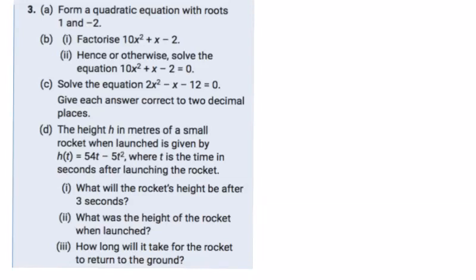In question 3, we're asked to form a quadratic equation with these roots. So let's write them down and let's see the relationship between the roots. We have x equals 1 and x equals minus 2. So our factors in reverse will be x minus 1 equals 0 and x plus 2 equals 0.